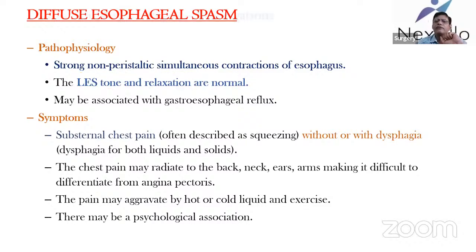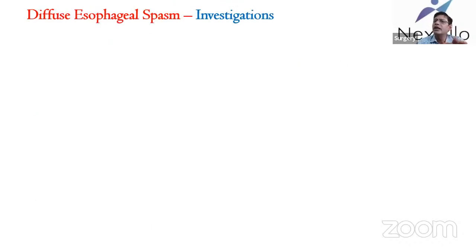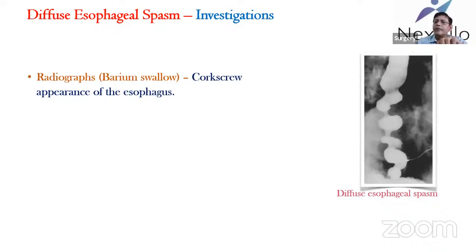The investigation for diffuse esophageal spasm, once again, the important things: we can perform a barium swallow, which gives us the corkscrew appearance, the same picture that Dr. Rajendra was showing us. You see it. The spasm here, the contraction in this area. We have a number of points where the contraction has happened. And ultimately, we are having columns of barium in the esophagus. This is known as our corkscrew appearance.